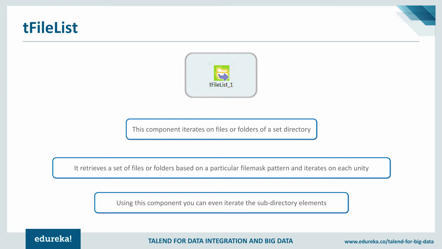It retrieves the set of files and folders based on a particular file mask. Suppose I want to only filter out the error files and then archive or delete them, then the tFileList will help me. So dynamically I can get the file names in a folder. Using this component, you can even iterate the subdirectory elements as well.